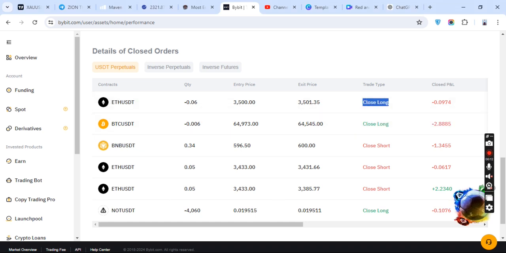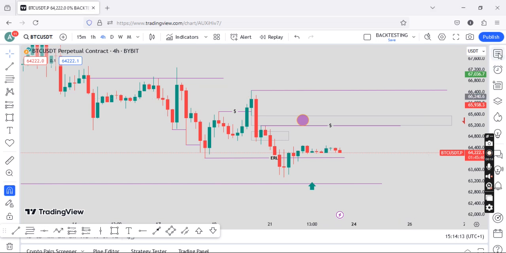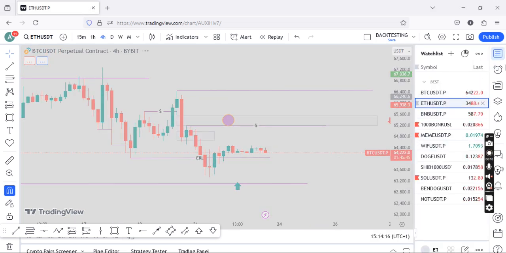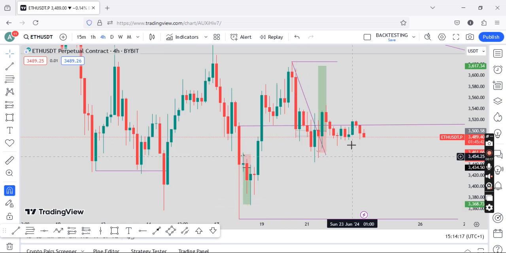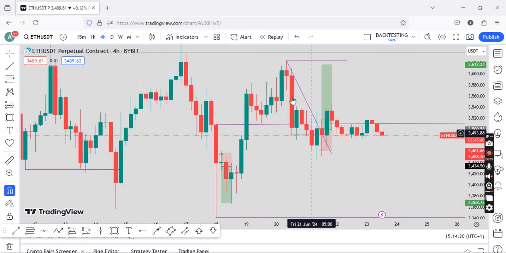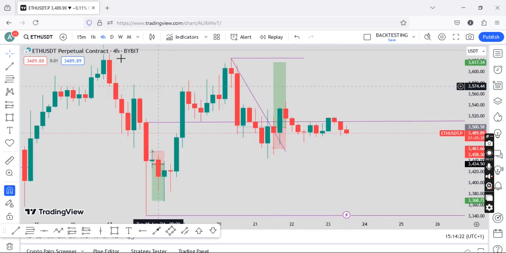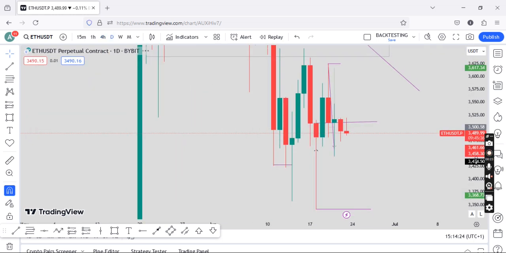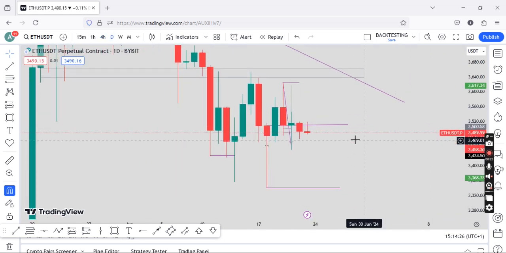This is Ethereum. Let me show you guys the trade. I didn't drop this Ethereum trade on the group anyways, but this is the trade. You can see it actually went my direction to some extent. But let's go to the daily time frame and see why I took the trade. This is the reason I took the trade.